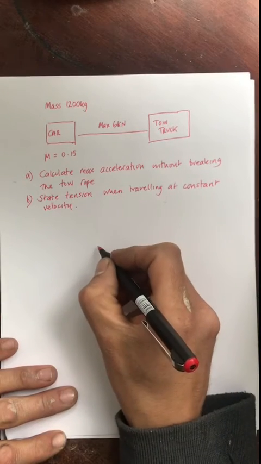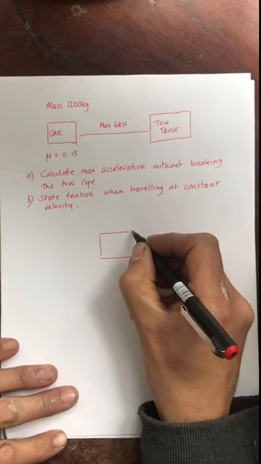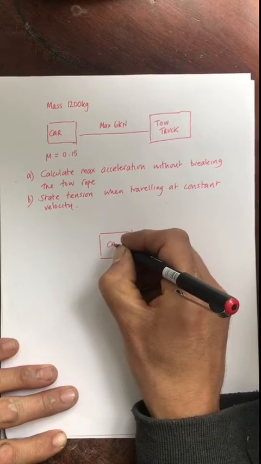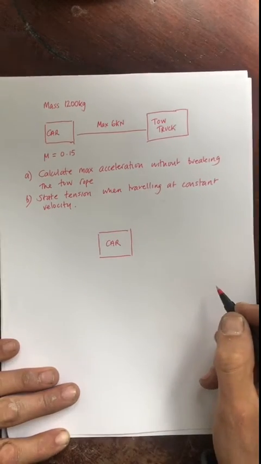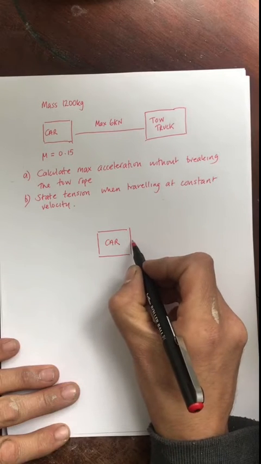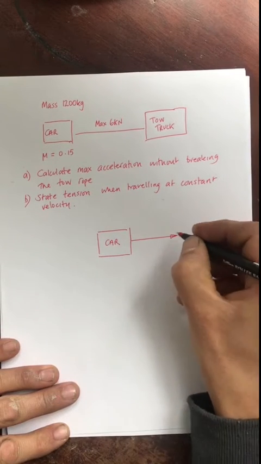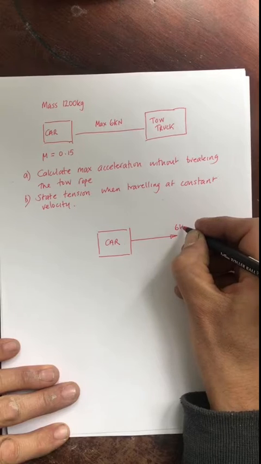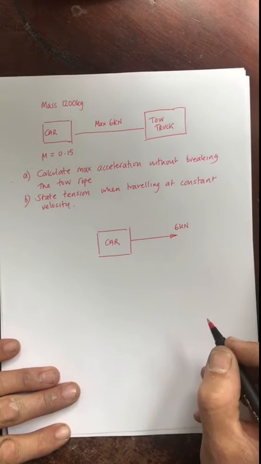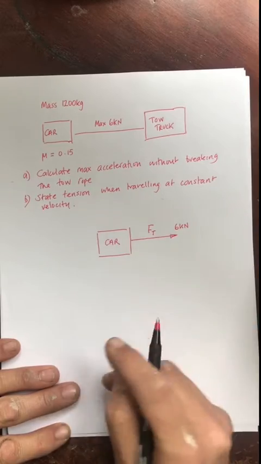Well, first of all, we'll have a little bit of a diagram and we'll try and think about the forces that are acting just on my car. So I know in this scenario for part A, I have got a force coming this way of 6 kilonewtons, which is the maximum tension in my tow rope, and I'm going to call that force Ft for tension.